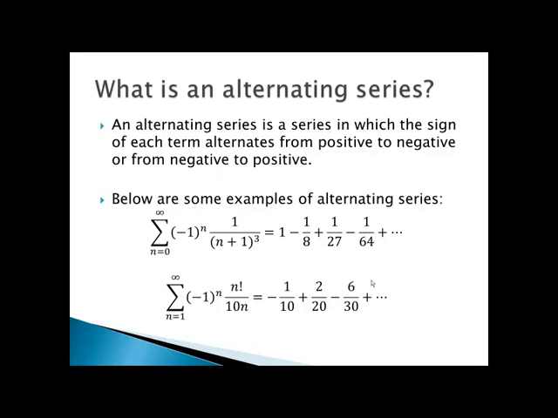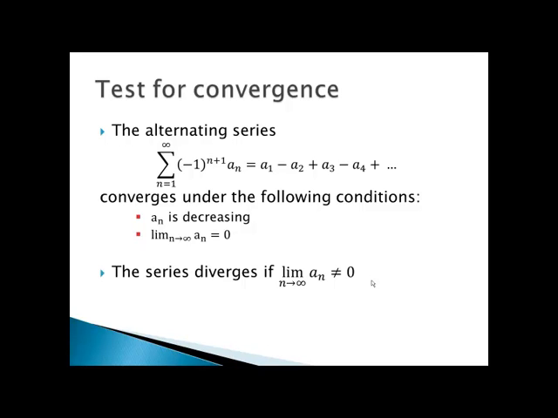The first example, the series from 0 to infinity of negative 1 to the n times 1 divided by the quantity n plus 1 cubed, is the series 1 minus 1/8 plus 1/27 minus 1/64, and so on. Notice how the signs alternate from positive to negative. In the second series, the sum from 1 to infinity of negative 1 to the n times n factorial over 10n, we have negative 1/10 plus 2 over 20 minus 6 over 30, and so on, and these terms alternate between negative and positive.